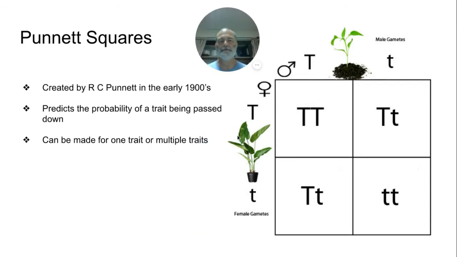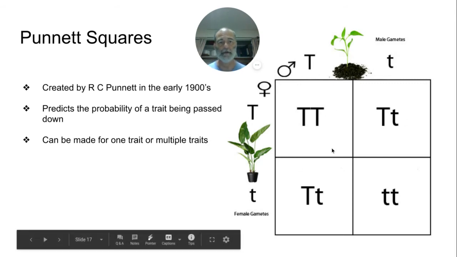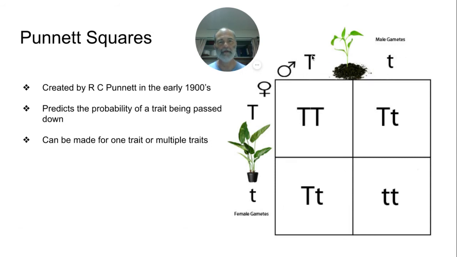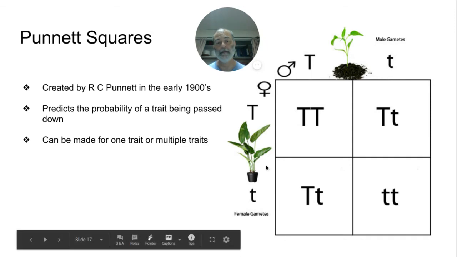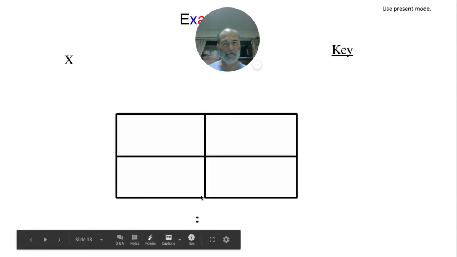Punnett squares are produced by somebody by the name of R.C. Punnett. And he created them to determine how traits get passed from one generation to the next. So you can see here is a Punnett square. Here are the male gametes, the male alleles, the genotype. Here are the female gametes, the female alleles, the genotype for the female. And here are the possible outcomes for the kids. Now, I'm going to go ahead and make one for you so you can kind of see how this works.